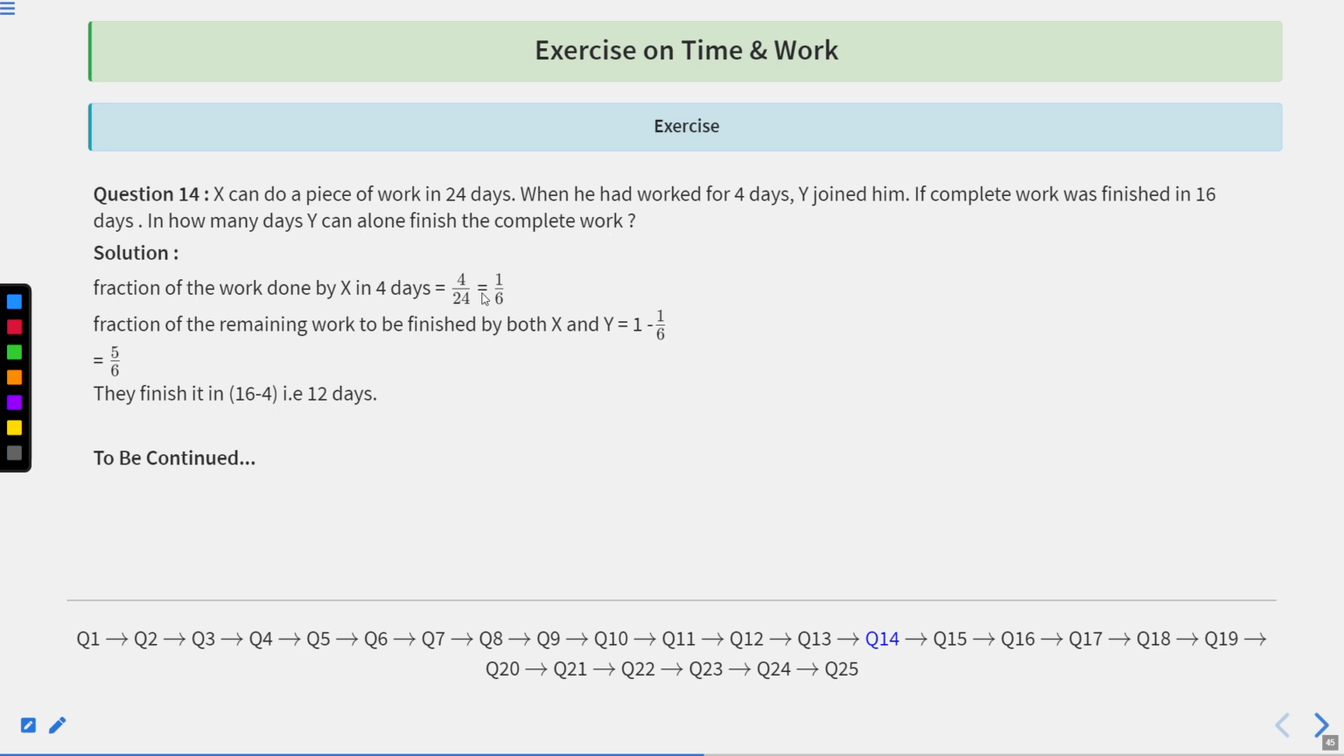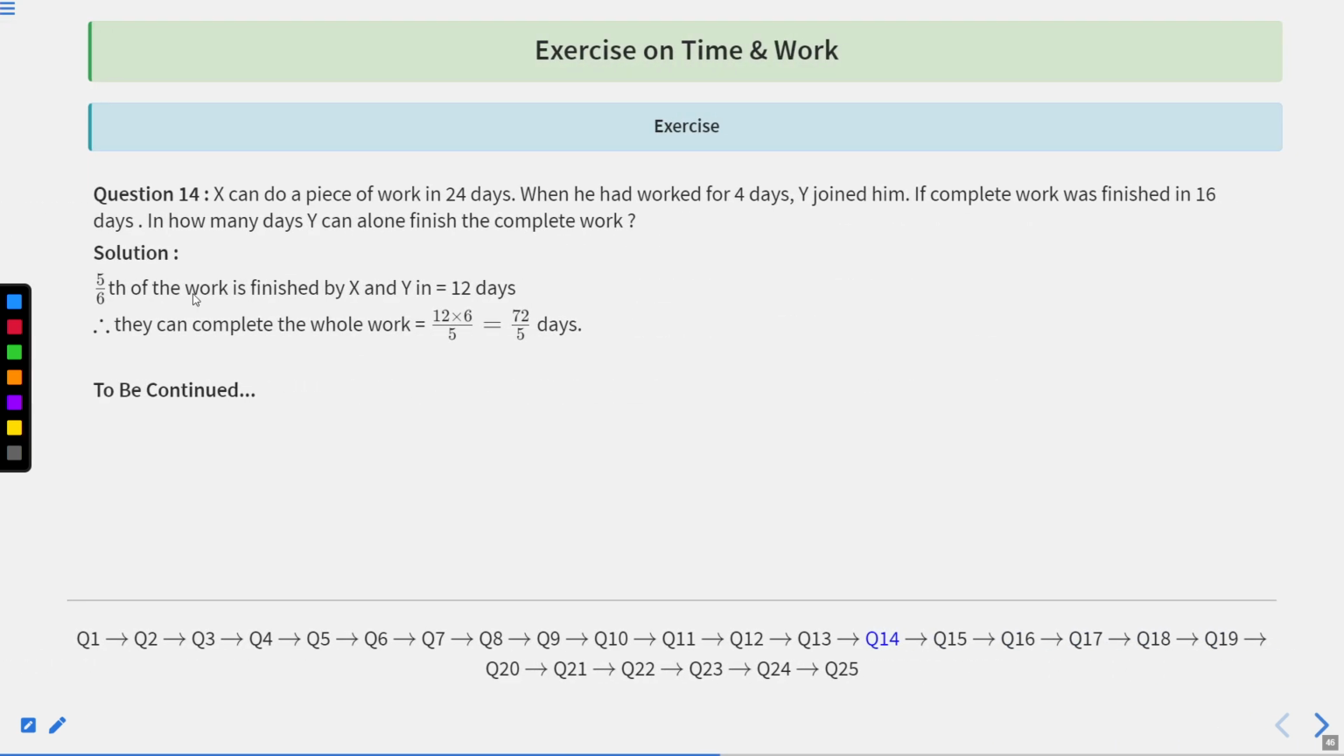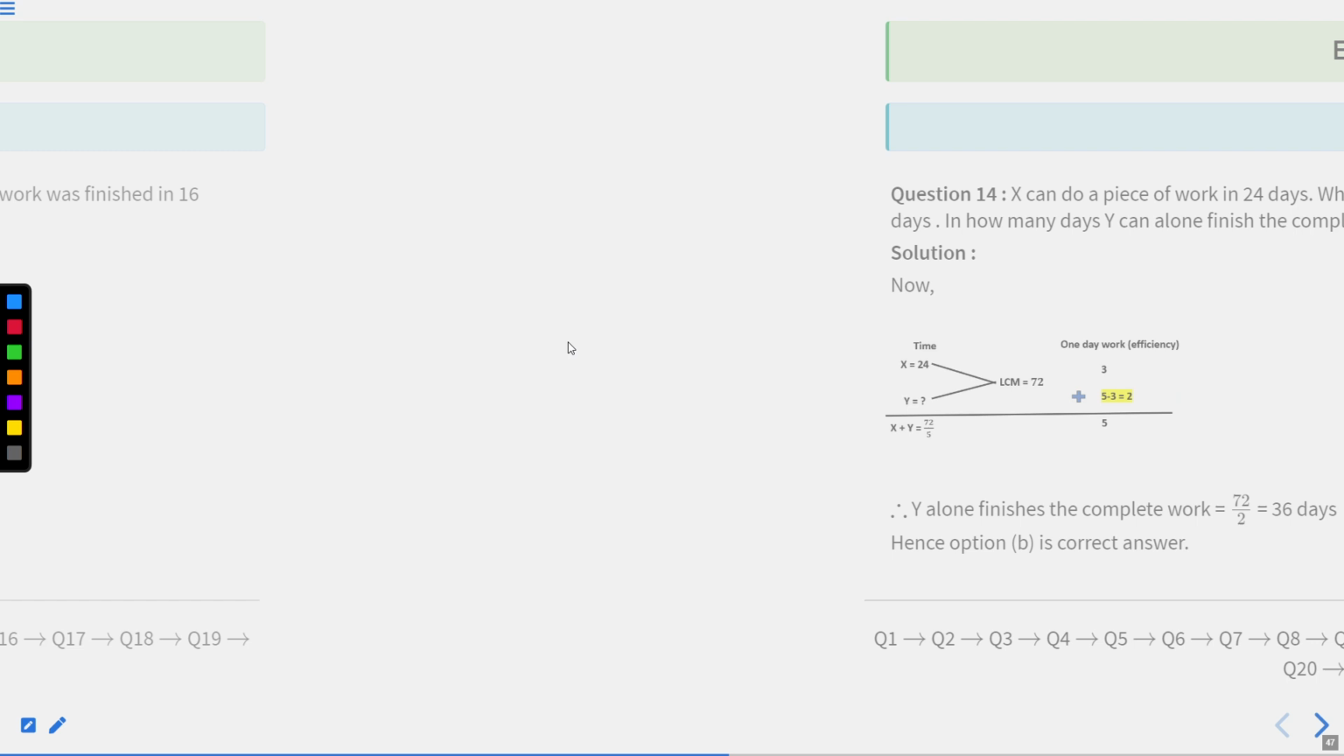So the fraction of work done by X in 4 days is given by 4 upon 24, that is equal to 1 upon 6. The fraction of remaining work to be finished by both X and Y is 1 minus 1 upon 6, that is 5 upon 6. And they finish it in 16 minus 4, that is 12 days. Therefore, the 5 upon 6th part of the work is finished by X and Y in 12 days. Therefore, they can complete the whole work in 72 upon 5 days.